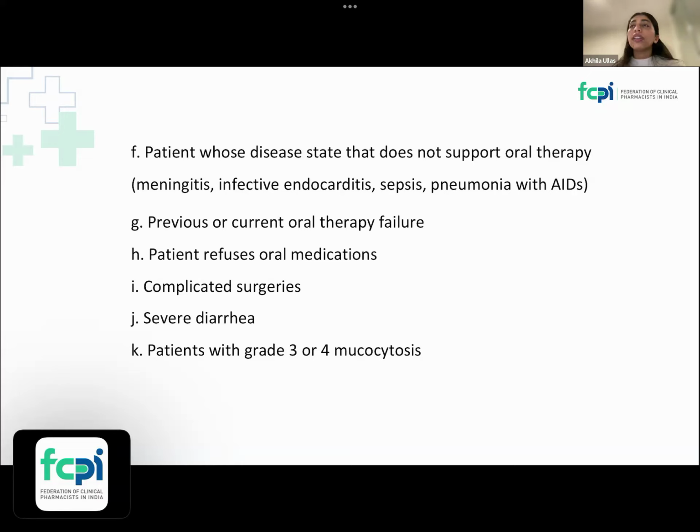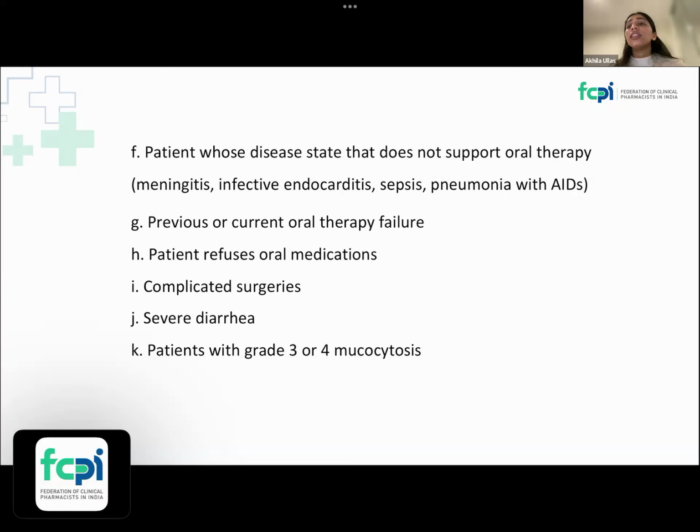Sometimes in critical care, the patient may be too aggressive, or have some ICU delirium, or any psychological imbalance. So these patients may refuse oral medication, and we are not able to give them medications orally. Then we have to switch to IV medications. Any complicated surgeries like gastrectomy or bariatric surgery, then you have to pick the IV formulations. If the patient has severe diarrhea, then you can choose the IV formulation.